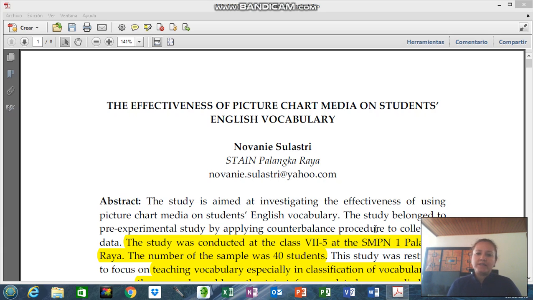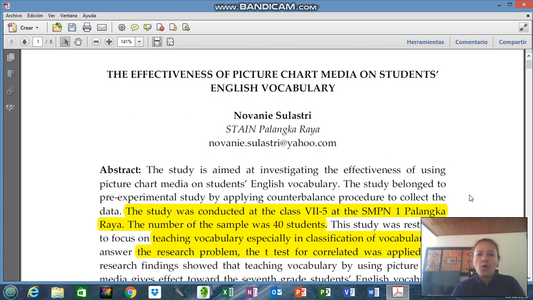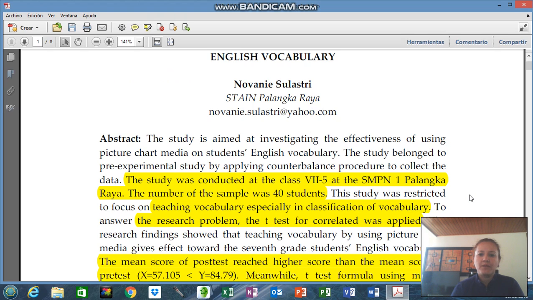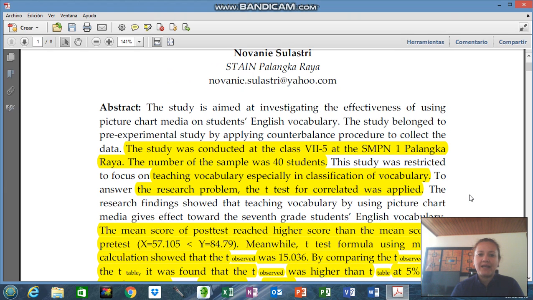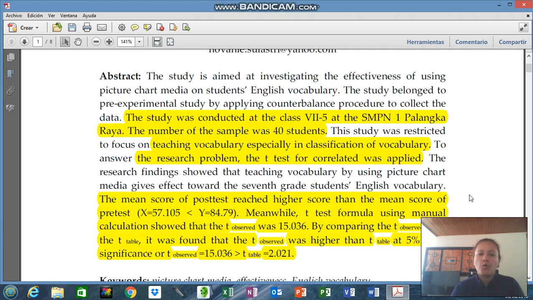Knowing what quantitative research is, I'm going to follow with the paper that should be analyzed as quantitative research. First, on the paper, the study was conducted at the class Palangka Raya. The number of samples was 40 students. That indicates to us that it is quantity.